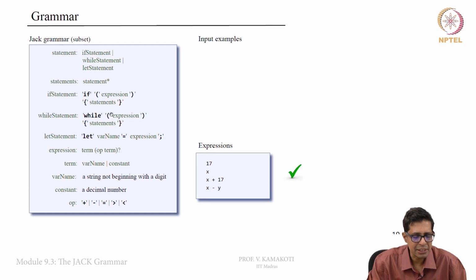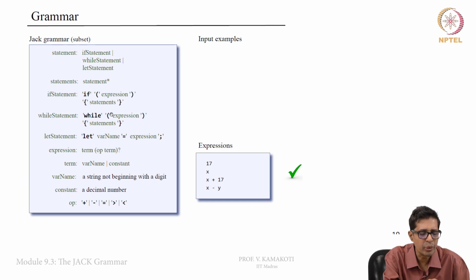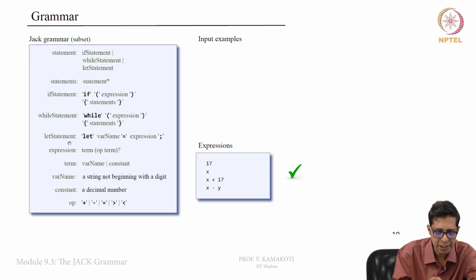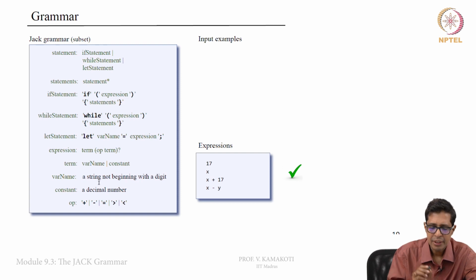So an expression is a term followed by another term, right? If you just look at this particular part, an expression is a term followed by an optional OP term. And a term can be a var name or a constant, and a constant is a decimal number, right? Now the question asked is, is 17 an expression?